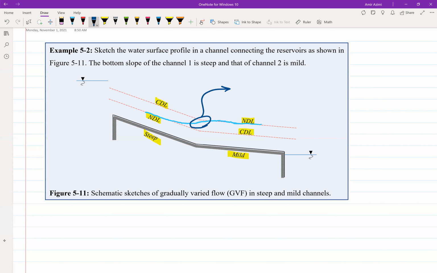So I'm going to write down hydraulic jump.